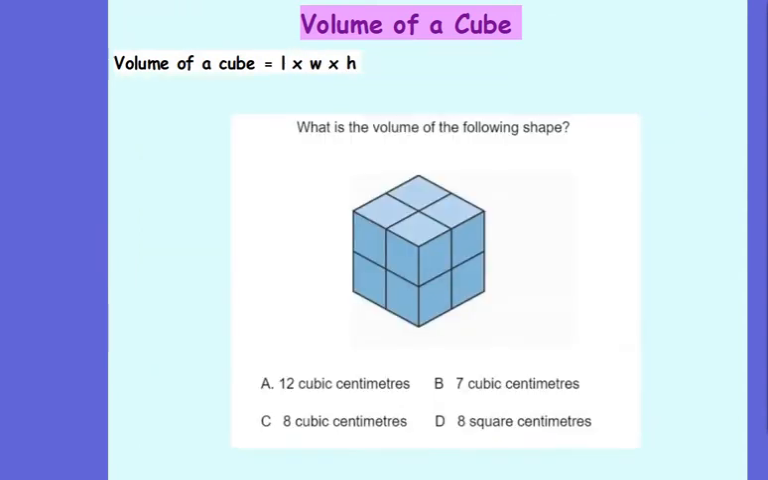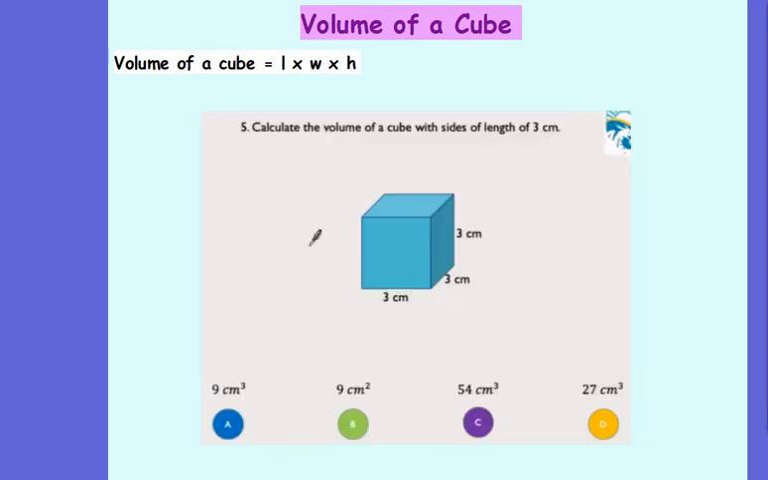Okay, year 8, in your light blue books, A, B, C or D, what's the volume of the following shape if each of those little cubes is 1 cubic centimetre? Okay, we've got 8 little cubes. The correct answer is C, 8 cubic centimetres, not square centimetres. That would be area. Next one. What's the volume of this one? This time we've got 3 times 3 times 3, which gives me D, 27 centimetres cubed.